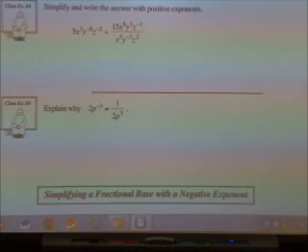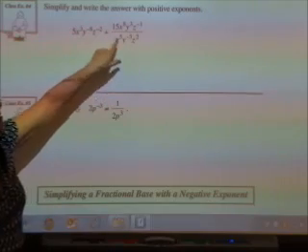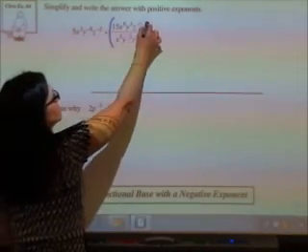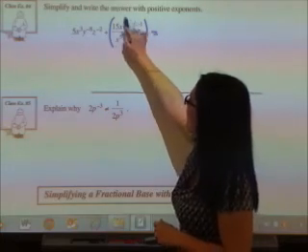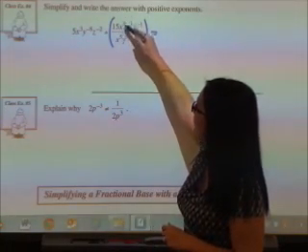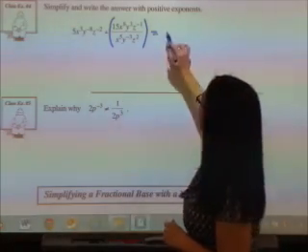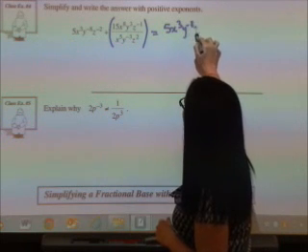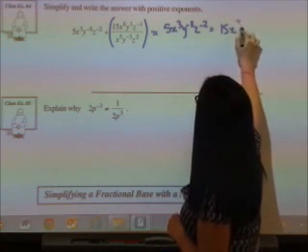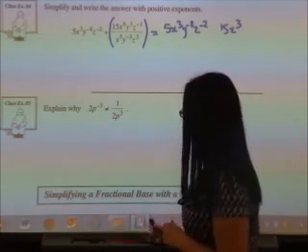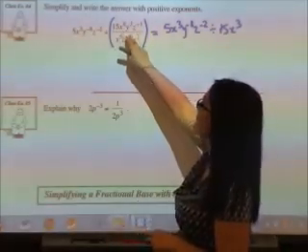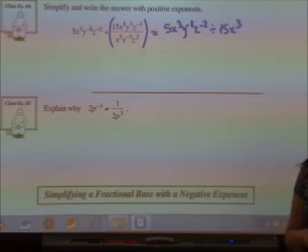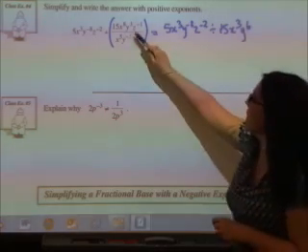So question 4 says simplify and write the answer with positive exponents. So I've got a division of a division. So let's simplify this first. If I simplify this part first, subtract 8 minus 5, 3. That should be divided by. So 15x cubed. If I subtract 3 minus negative 3, 6. And then negative 1 minus 2.